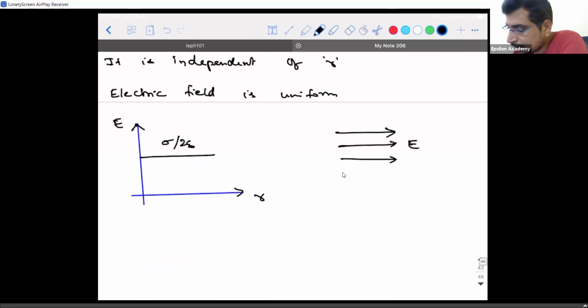Okay, am I clear till this point? We'll do a problem based on this concept. If you're clear with this, I'll proceed. Yes, sir. Clear, yes, sir.